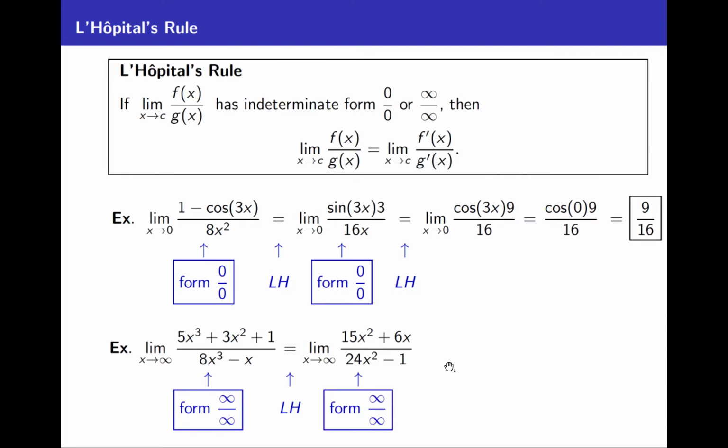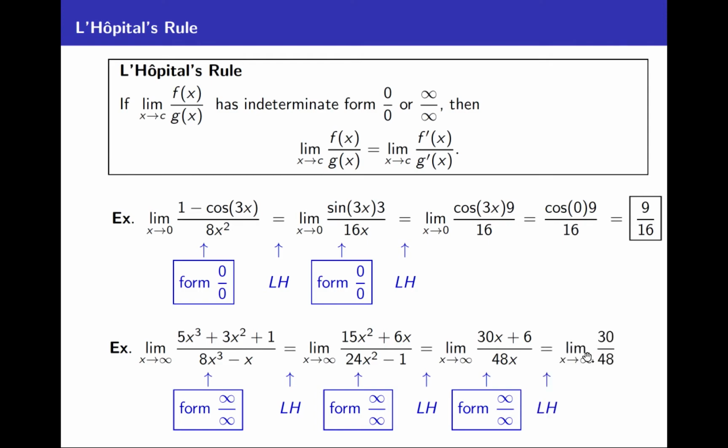And that's still a form infinity over infinity. So we could apply L'Hopital's rule once again, and these derivatives are getting better and better. But we still have form infinity over infinity. So we would apply L'Hopital's rule once more to get the limit as x goes to infinity of 30 over 48, the 30 being the derivative of 30x plus 6 and the 48 being the derivative of 48x.